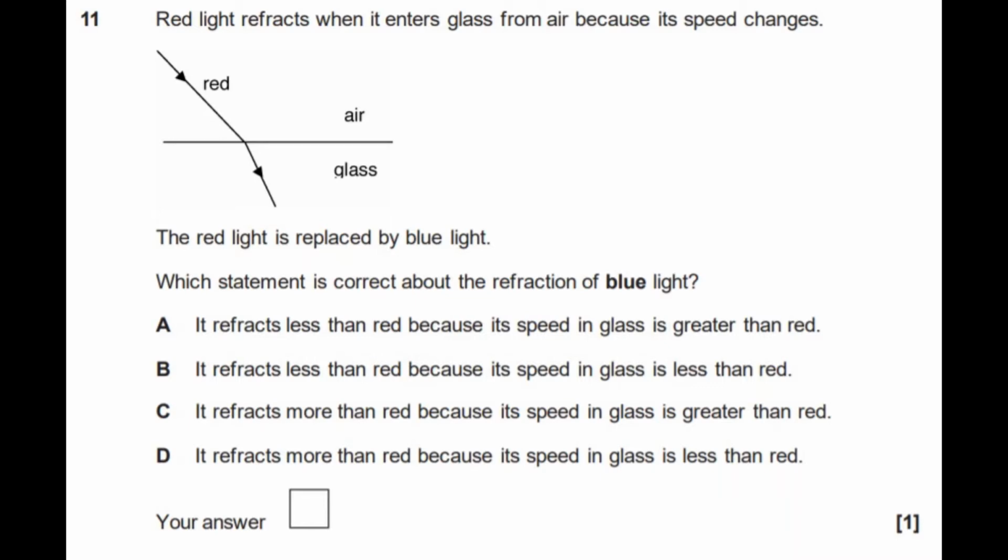So A, it refracts less than red because its speed in glass is greater than red. B, it refracts less than red because its speed in glass is less than red. C, it refracts more than red because its speed in glass is greater than red. Or D, it refracts more than red because its speed in glass is less than red.